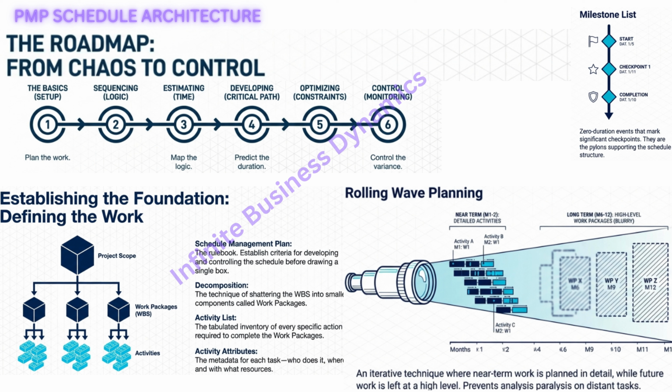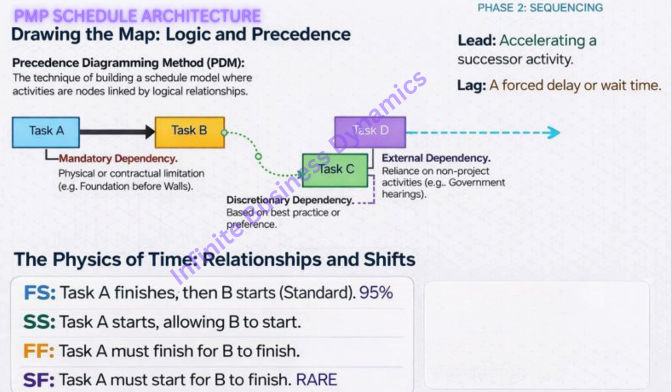Because if you try to plan next December's work on a daily basis today, you're just guessing. You're just guessing, and you'll be wrong. And then you'll have to redo all of it. This prevents analysis paralysis. You plan the wave you're surfing now, and you wait for the next wave to get a little closer before you detail it out. Smart. Okay, let's move to phase 2, sequencing.